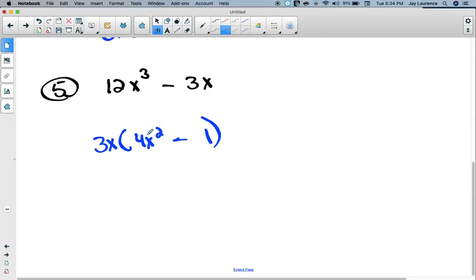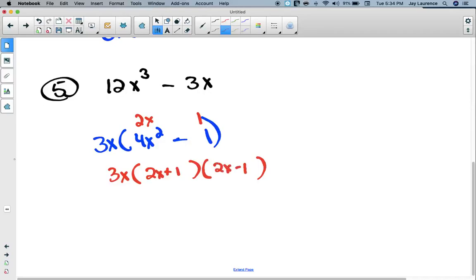Well, I've got a perfect square. 4x squared, the square root is 2x. 1 is a perfect square. Okay? So I'm going to go 3x, and then I'm going to get two quantities. How do I know they can be factored? Because it's two perfect squares and a subtraction problem. 2x plus 1 and 2x minus 1.